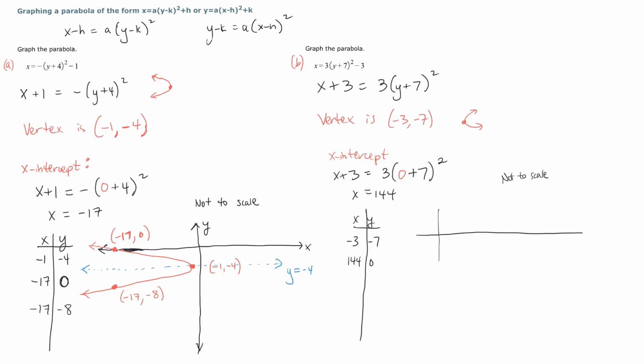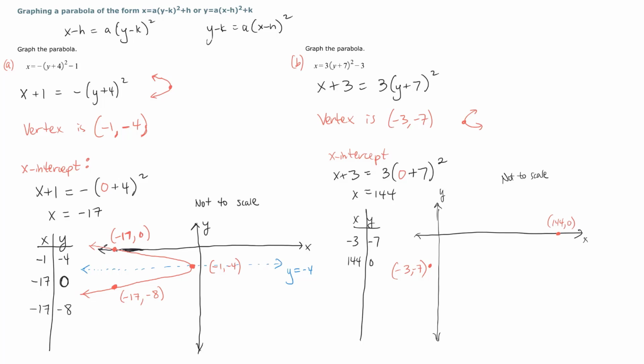And let's go like this. Let's draw my y-axis over here. My x-axis is here. And I need -3, -7, excuse me. Why don't we call that -3, -7? And let's call this the x-intercept, which is 144, 0. This, what I said, was -3, -7.